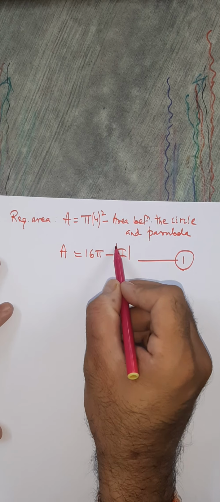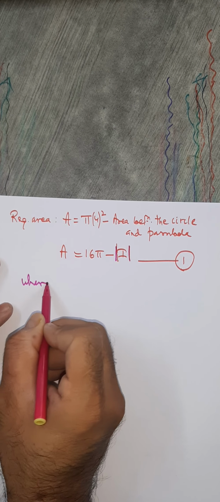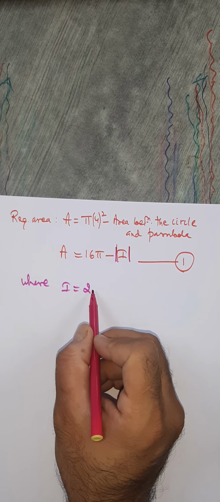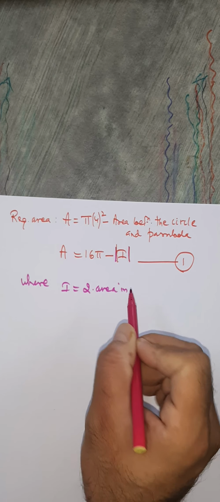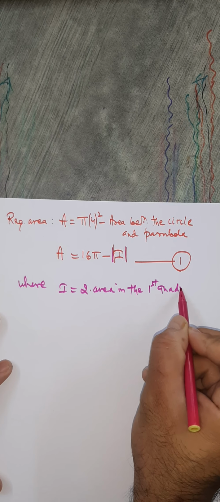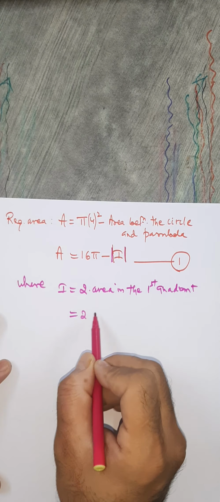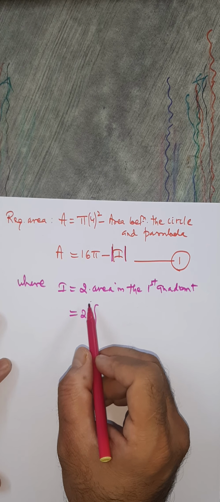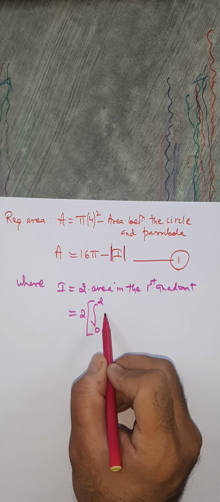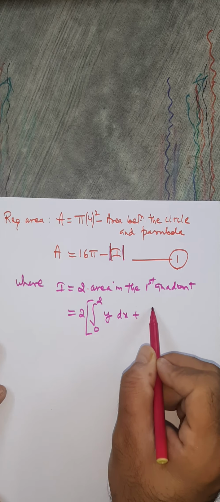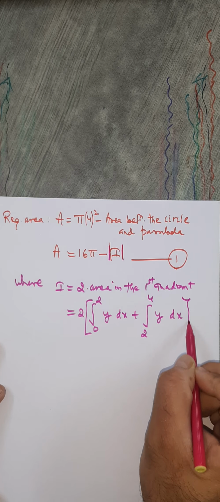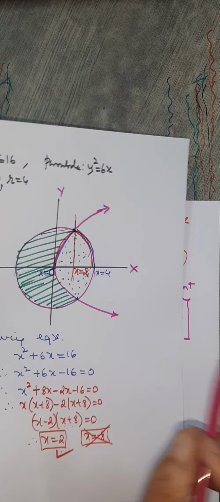Let me see here. So now we go to I, where I is 2 times the area in the first quadrant. We did that a few minutes ago, question number 15. So 2 times the integral from where to where? 0 to 2, y dx, bounded by the parabola, where y is the parabola. From where to where now? 2 to 4, bounded by the circle, y dx. I hope this is clear to you, because we have had a number of such questions.